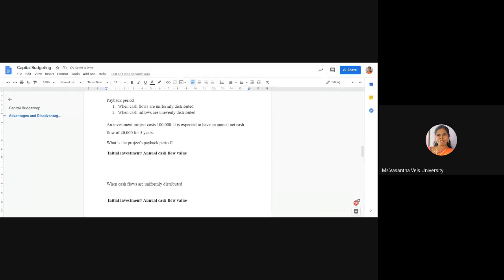I will treat the Google Doc as a blackboard, because here the blackboard is not available. So I will do the problem in the Google Doc. So initial investment is 1 lakh divided by 40,000.